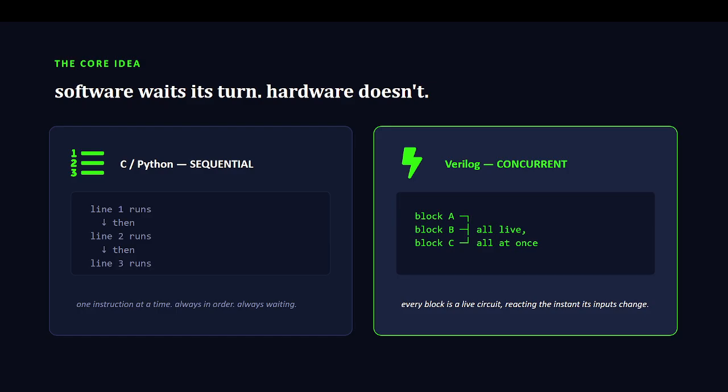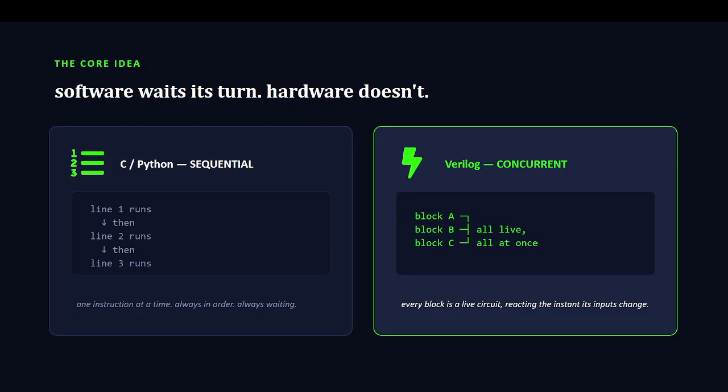Now, look at the right side. Verilog. Block A, Block B, Block C, all three are alive, all running simultaneously right now at the same instant. None of them are queued, none of them are waiting for the block above them to finish. This is called concurrent execution. And it's not some weird Verilog-specific quirk. It's Verilog being honest about what hardware actually is.